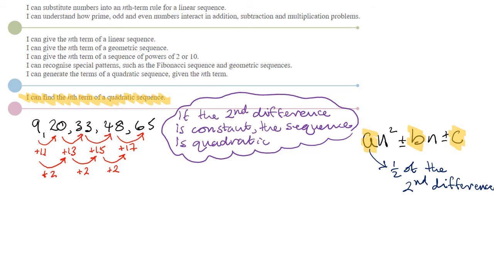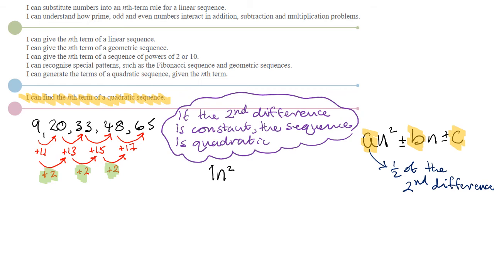Whatever the second difference is, it's half of that. Now I can see the second difference is 2. Let's just highlight it. There's the second difference. Now half of 2 is 1. So the number that goes where a is 1. So I'm going to start to write my answer down here. I'll start by writing 1n squared.